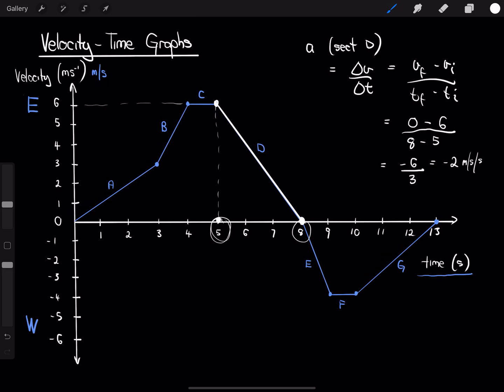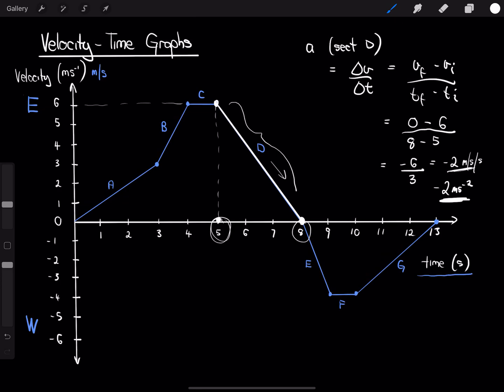So what is this telling us? This is telling us that it's increasing its velocity towards the westerly direction at a rate of 2 meters per second every second. Okay, and of course we could write that again as negative 2 meters per second squared. Now, what students often get confused with here is because they think that the graph is now heading downwards, that the object must be moving in the westerly direction in this case. That is not the case here.